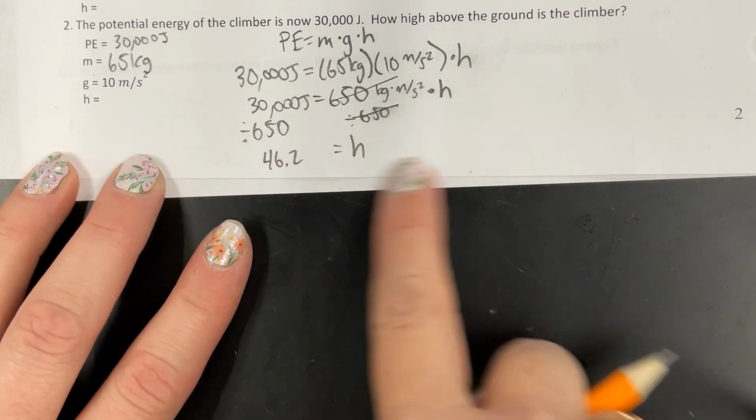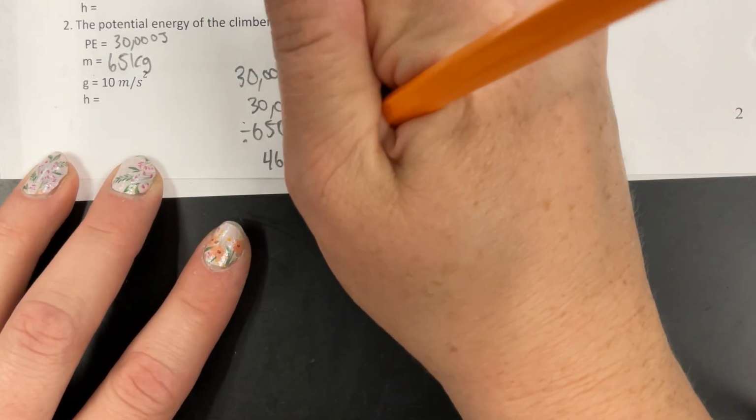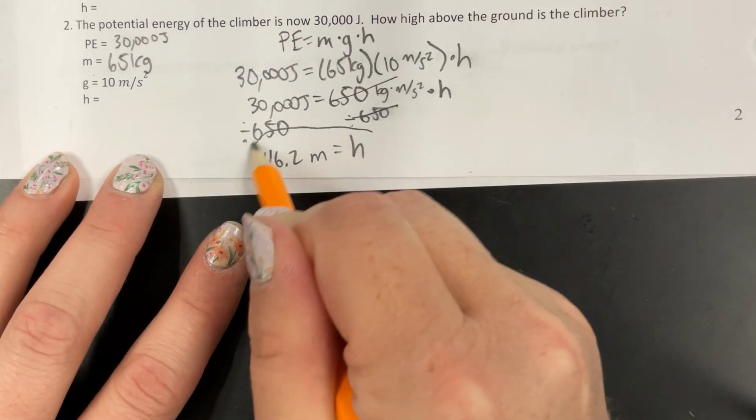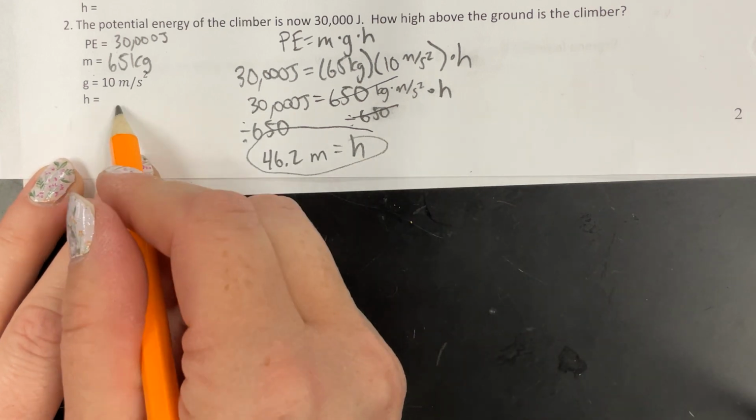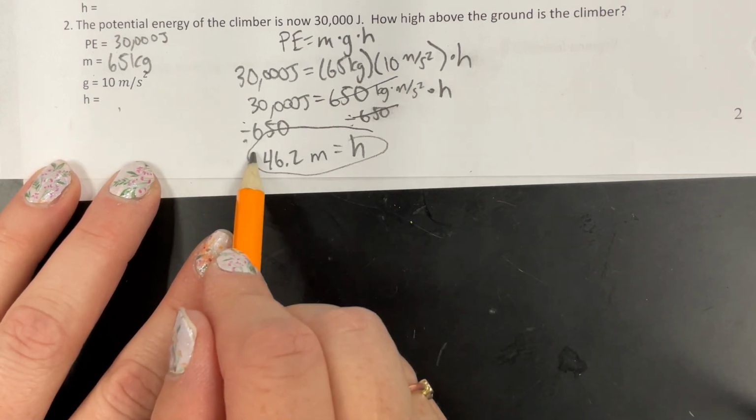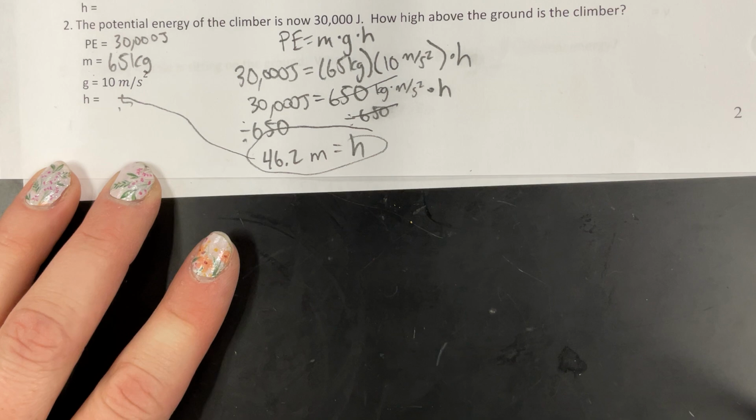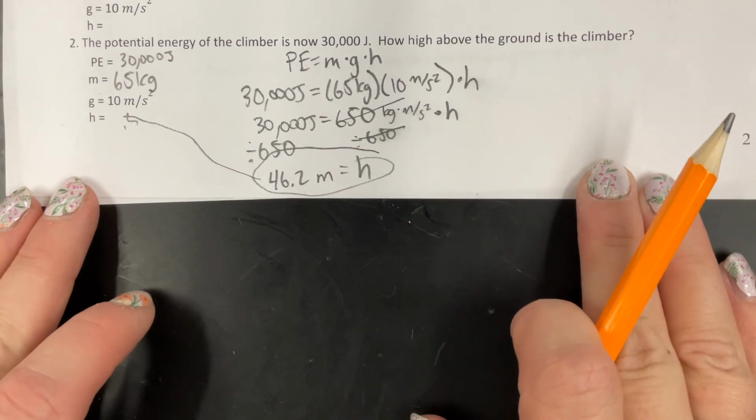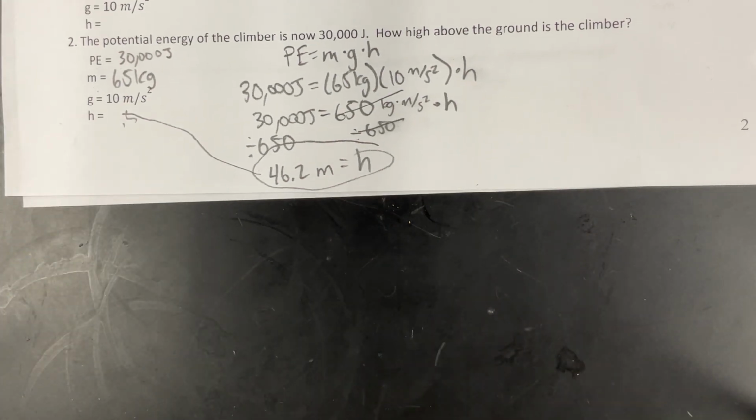So if we've done everything right, the units for that should be meters, because that's our standard units. Good. So here where it asks for the height, now we know what it is. It's that 46.2. Okay, so that's the example 2 on the bottom of page 2.